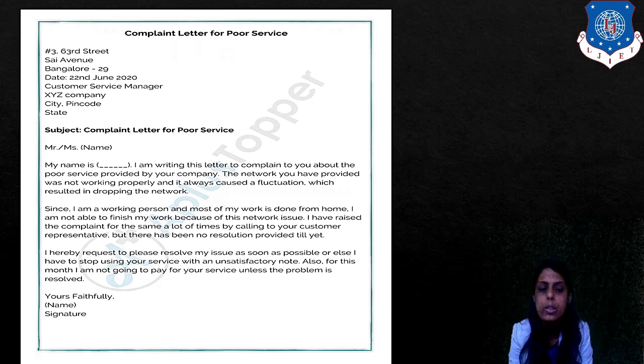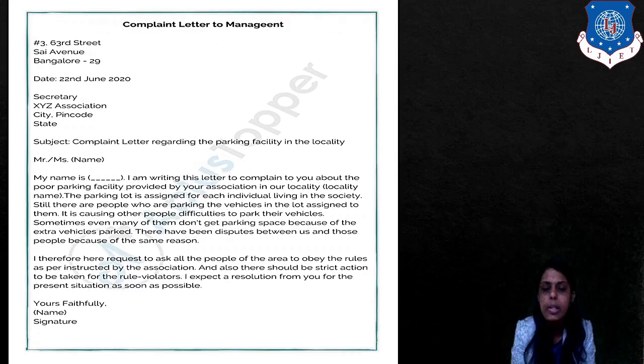In the third paragraph, what I'll tell, I hereby request you to please resolve the issue as soon as possible. I have to stop using your service on an unsatisfactory note. Don't do that. So if you want me to use your service, just give me the solution. Also, I'm not going to pay for your service unless the problem is resolved. So what he is telling, resolve the solution in this month. So he has given the deadline also. If you don't resolve the solution, I will not be using your product. Thank you.